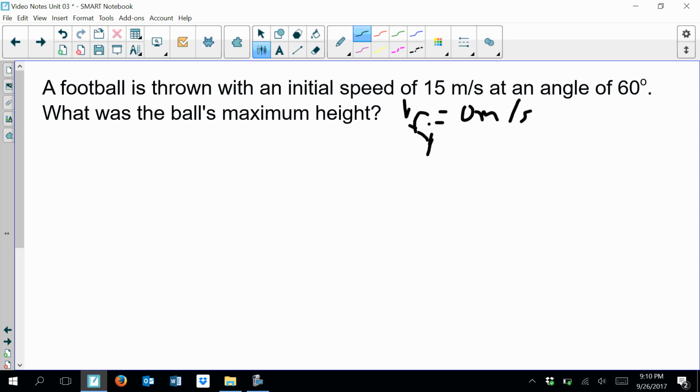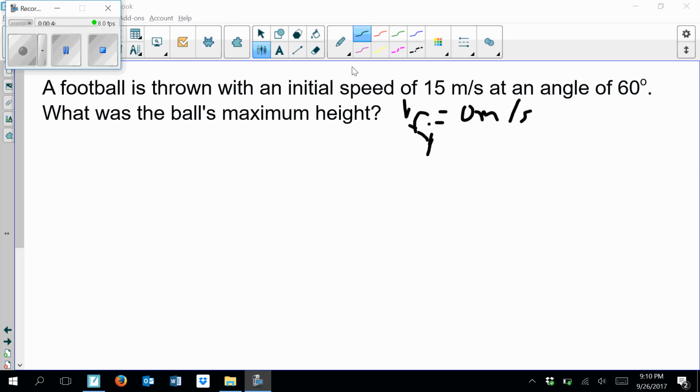Our velocity horizontally is always constant. Whatever it starts at is what it ends at as well. But for these types of problems where we have the highest point, we come to a stop vertically, not horizontally.